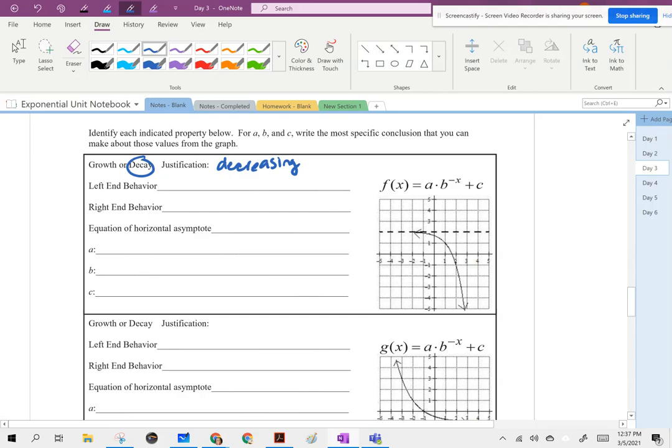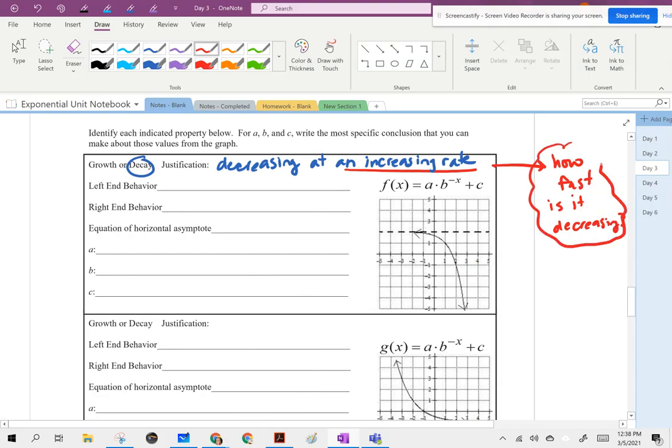And this is where I want you to learn how to be specific here: decreasing at an increasing rate. When I'm talking about an increasing rate, I'm asking how fast is it decreasing? Well, it's going pretty fast. It's going real quick.